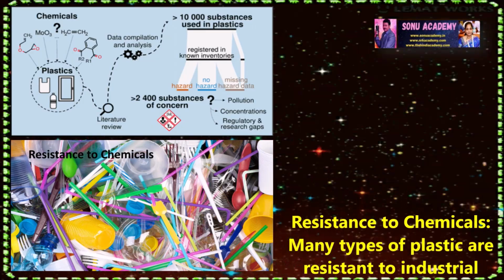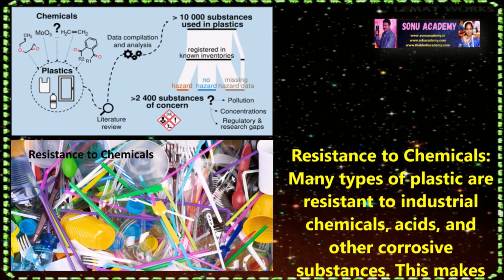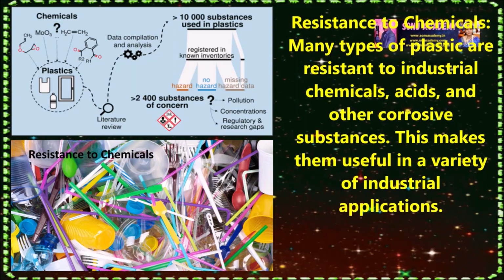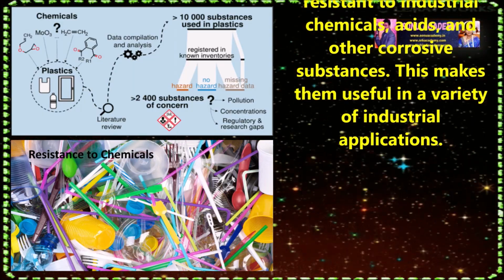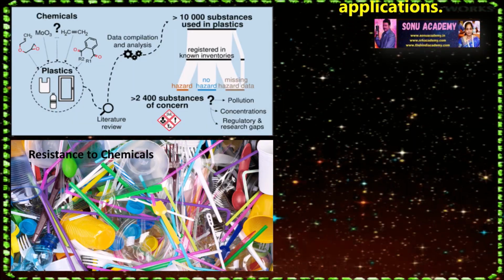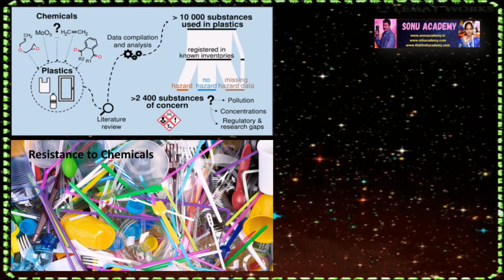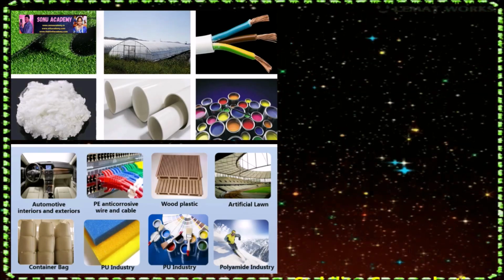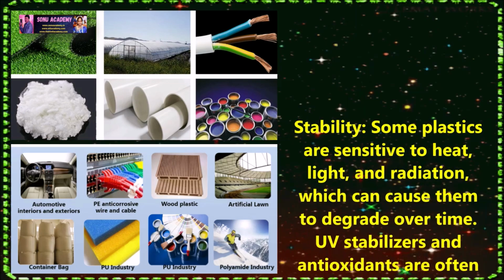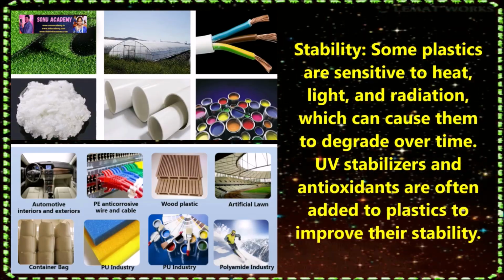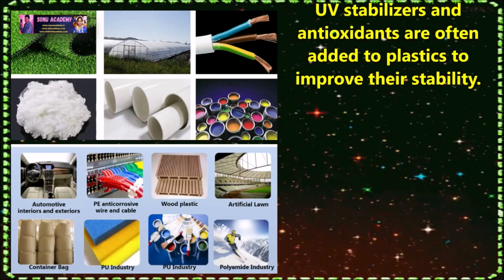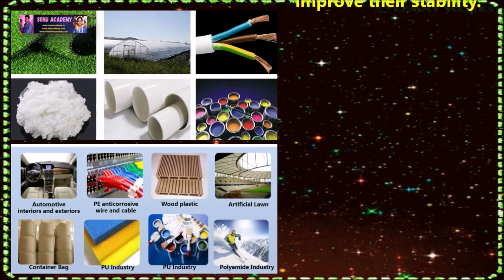Children, let us discuss the chemical properties of plastics. Resistance to chemicals. Many types of plastics are resistant to industrial chemicals, acids and other corrosive substances. This makes them useful in a variety of industrial applications. Stability. Some plastics are sensitive to heat, light, and radiation, which can cause them to degrade over time. UV stabilizers and antioxidants are often added to plastics to improve their stability.